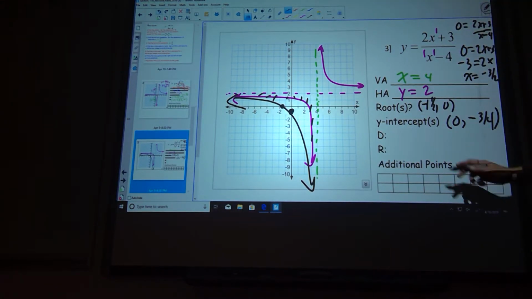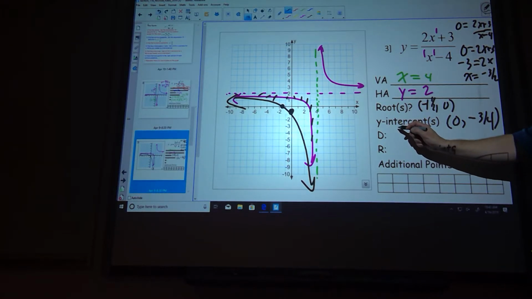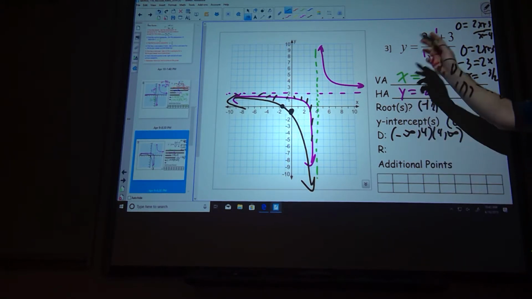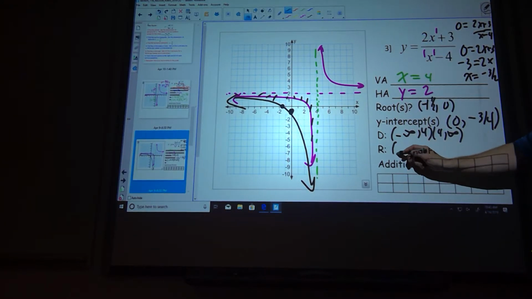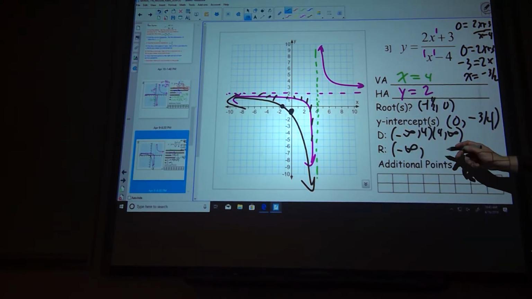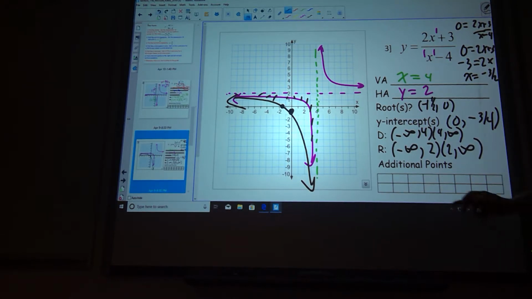And then my domain, take a look at my vertical asymptote, my green line. So negative infinity to 4, 4 to infinity. My range, I have a horizontal asymptote, so it goes from negative infinity up to, what was that line, 2? And from 2 to infinity. And again, if you want to have fun times, plug in some values.